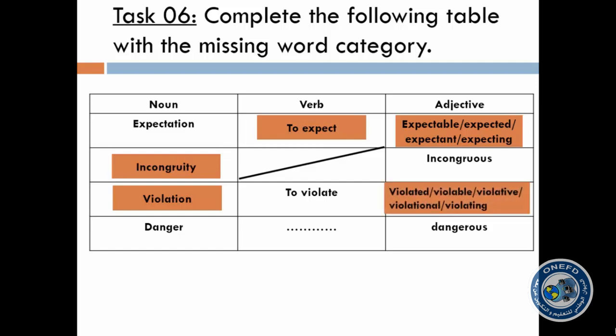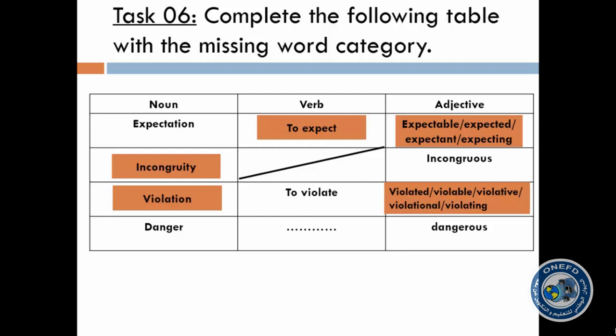We have many options, or many possibilities, to make an adjective from the verb to violate. We have violated, the past participle of the verb to violate, and violable, violative, violational and violating.